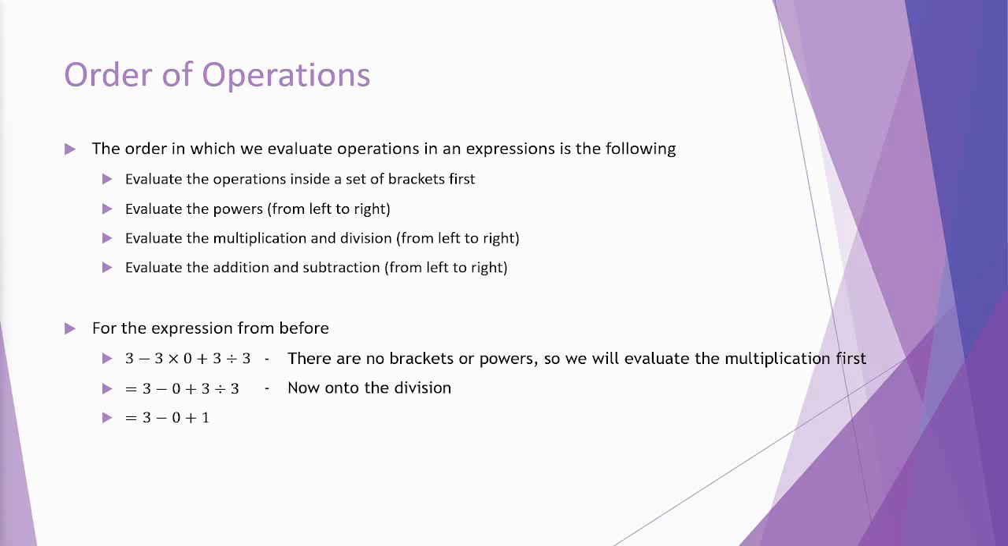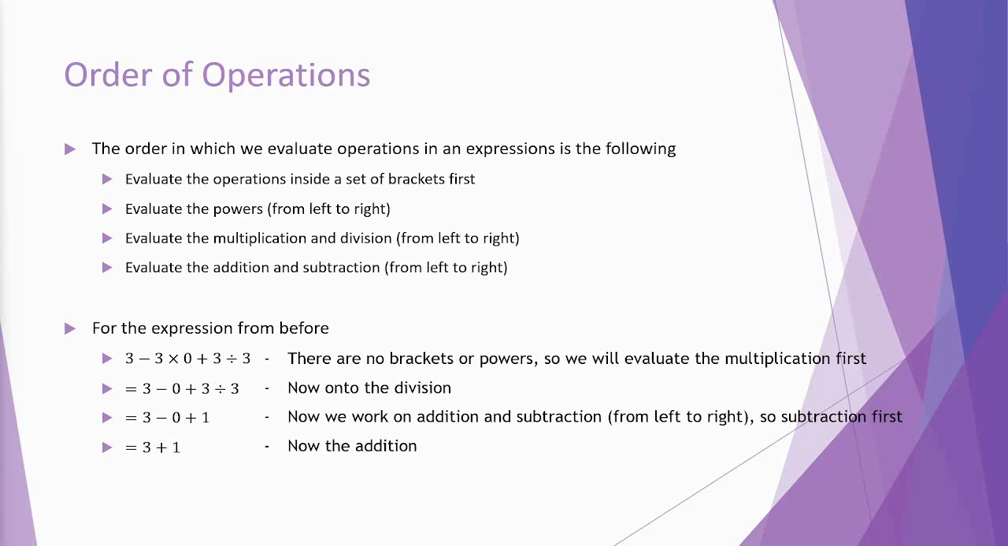So again, I've rewritten the equation with just that change. And I'm working down the page with my equal sign underneath. So our next step, we're now onto the addition and subtractions, but we need to go from left to right. So we're going to do the subtraction first. So 3 minus 0. 3 minus 0 is 3. So I've written down that 3 and I've left the plus 1 on the end because we haven't done that operation yet. And now we've got that one operation, we can do that addition. And we're left with 4.